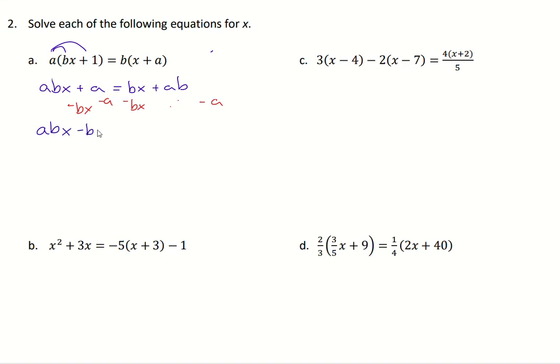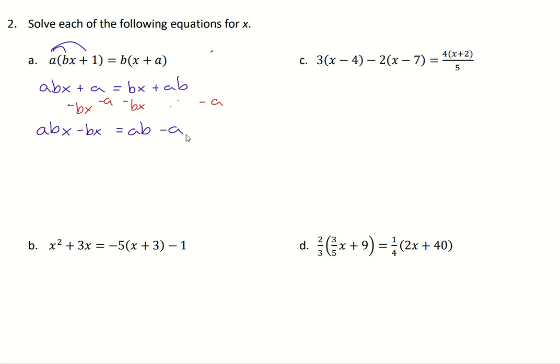Minus Bx, and that is equal to ab minus a. So all we've done now is distribute and rearrange. What is the whole point of having everything with an x over on the left side here? We have something in common, right? What's that F word that we get to use here? Factor. What can I factor out of these?